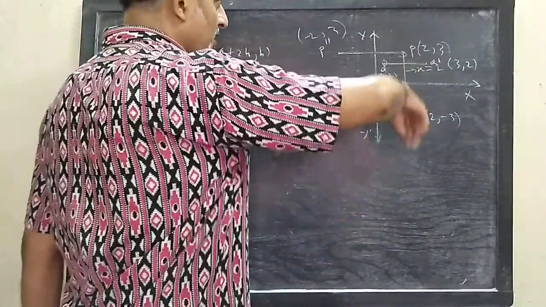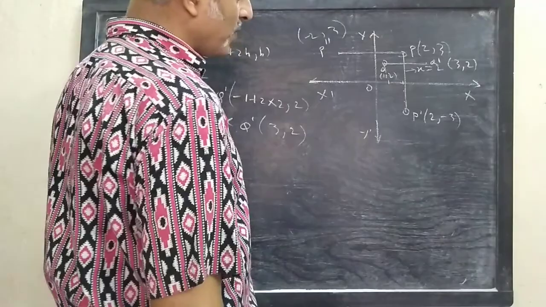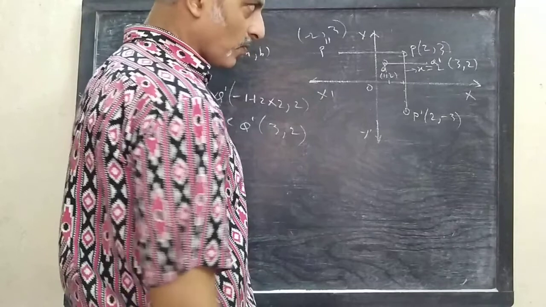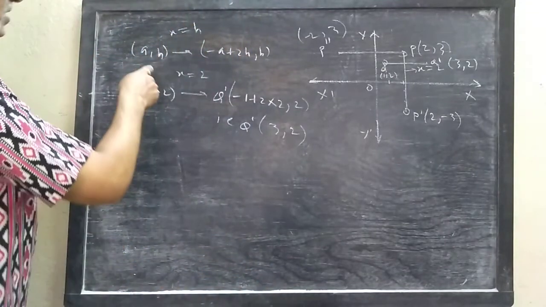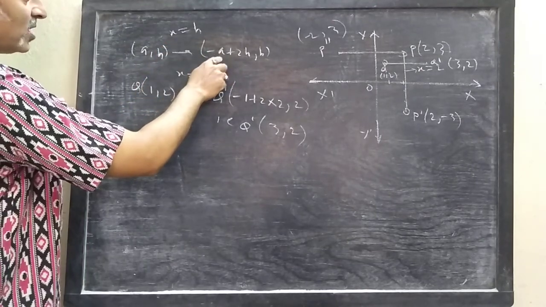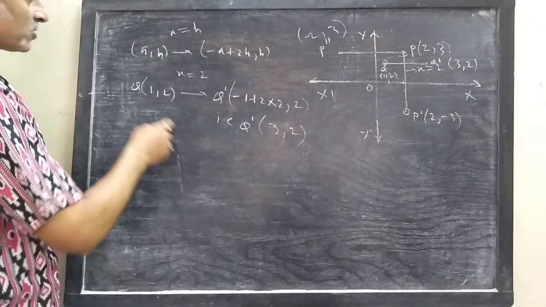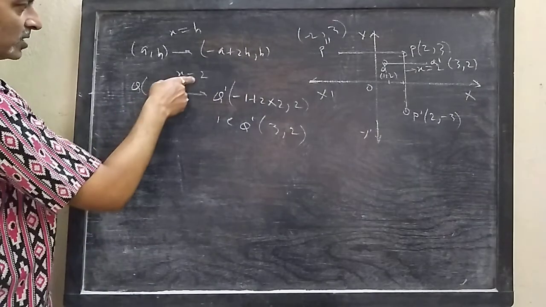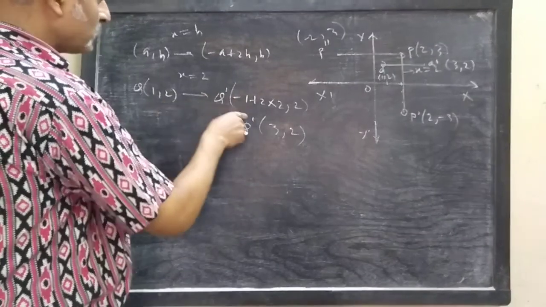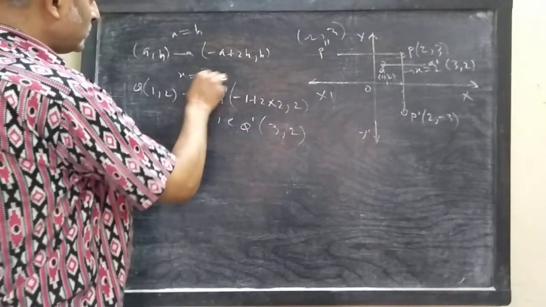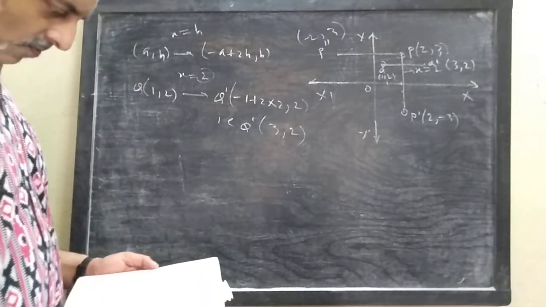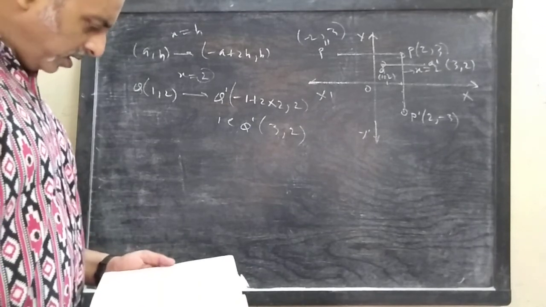Now we find that the equation of the line PP dash is x equals to 2, because all the points lying on this line have their abscissa 2. So we have the formula that when a comma b is reflected in the line x equals to h, then we get image at the point minus a plus 2h comma b. So now you have to reflect the point Q 1 comma 2 in the line x equals to 2, so you will get the image at the point minus 1 plus twice h, that is 2 into 2, comma 2. So this will become 3 comma 2.